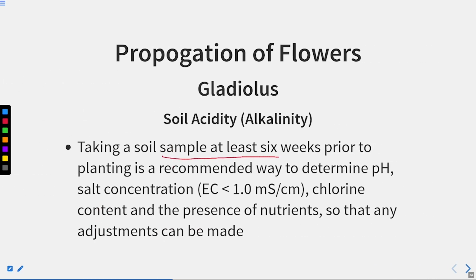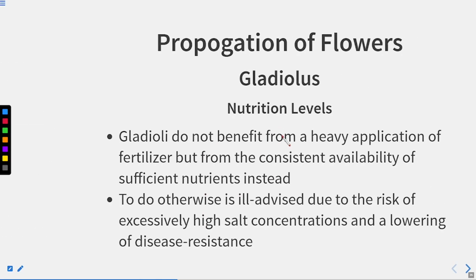Taking a soil sample at least 6 weeks prior to planting is a recommended way to determine its pH. Before planting the gladioli, we can take a sample of the soil and determine the pH, the salt concentration, the chlorine content and the presence of nutrients in the soil. If the nutrients are not there, we have to add some manure, and we have to maintain the pH and salt concentration as well. All these things should be done 6 weeks prior if you are planning to grow gladiolus in a field.